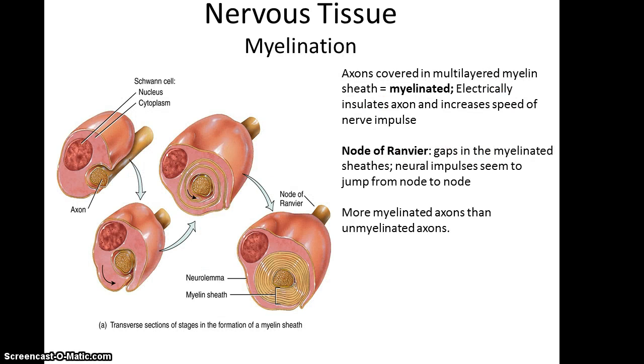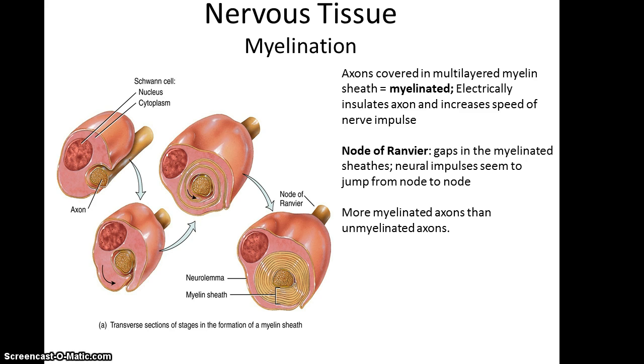Myelination is where the axons are covered in multilayered myelin sheath. This is called being myelinated. It basically helps insulate the axon and speed up the progression of the nerve impulse. Nodes of Ranvier are gaps in the myelinated sheaths because, well, one cell is not actually overlapping the other, so there's a slight gap between the cells forming that sheath.